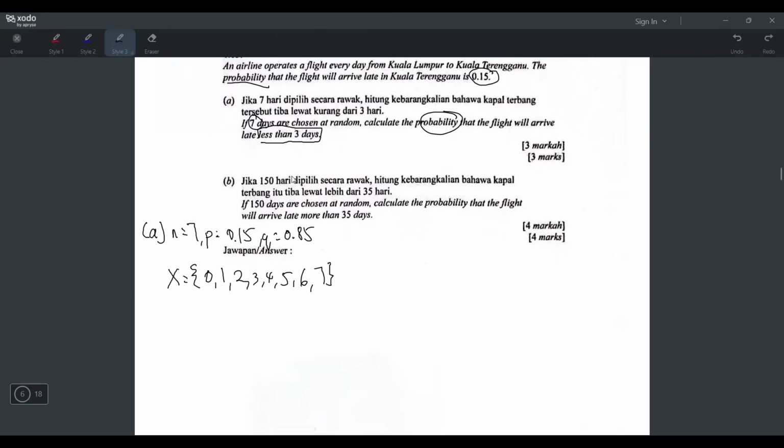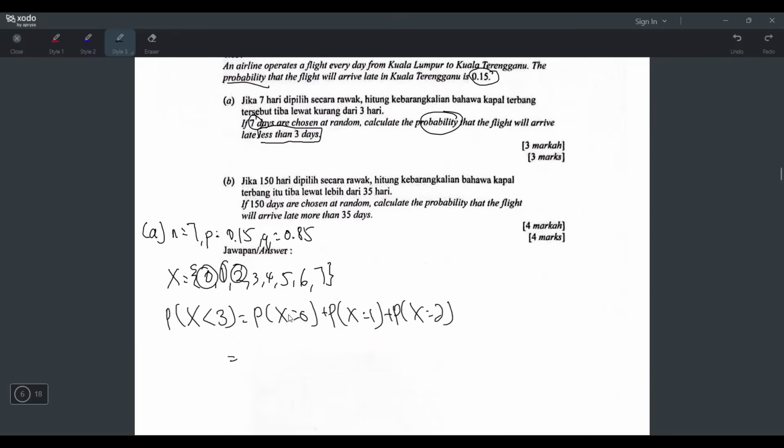We have to find less than 3 days late. So P(X < 3). It means we only have to find the probability of 0 days late plus 1 day late and 2 days late. That's all. Because less than 3 means 3 is not included. So you just find this one, this one, this one. That's all. Okay, now it's time to use the formula.